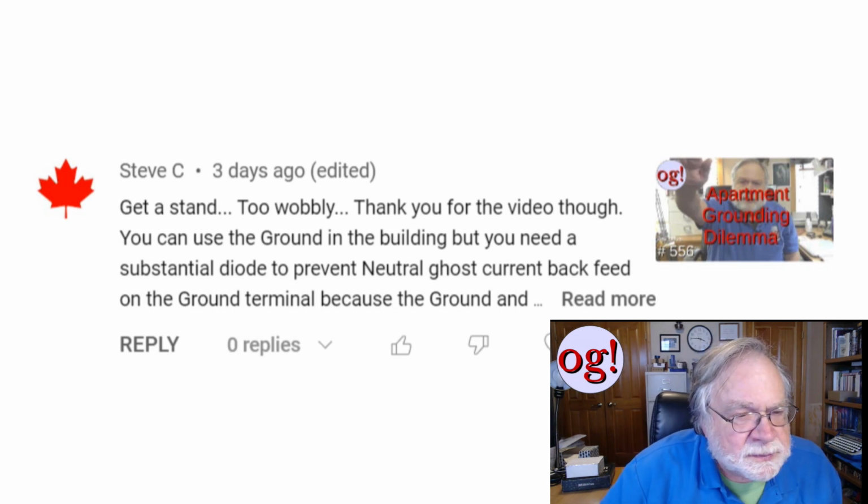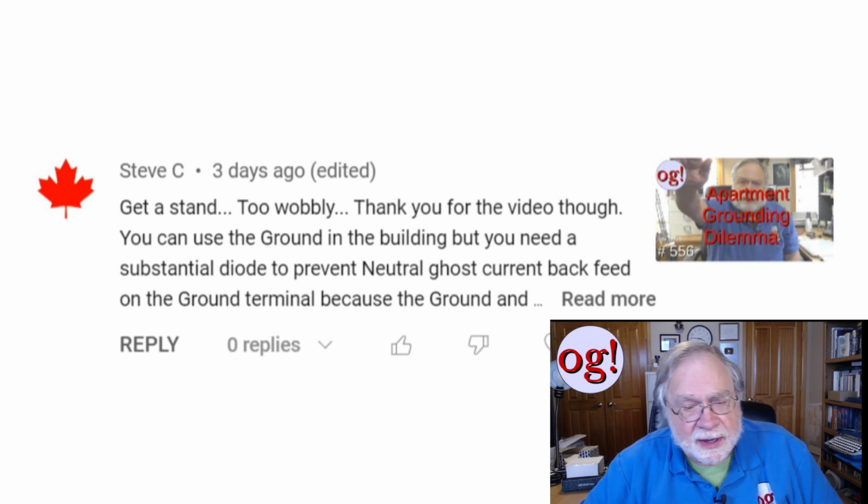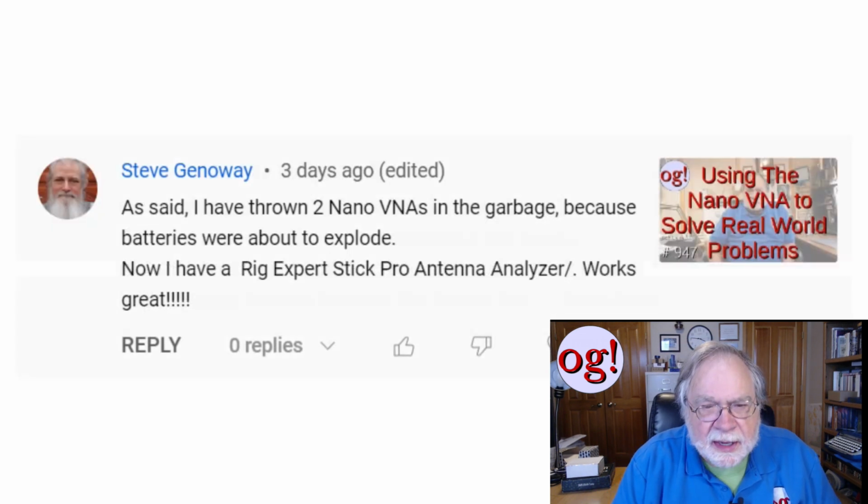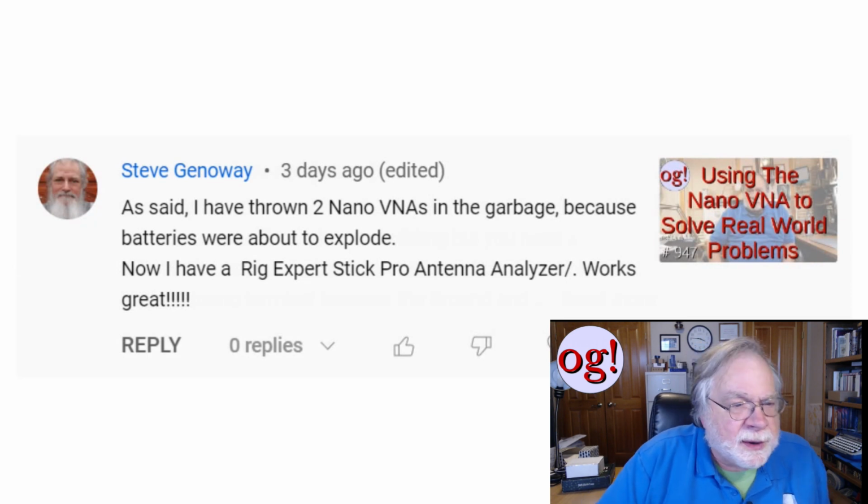Okay, you can use ground in the building, but you need a substantial diode to prevent neutral ghost current backfeed on the ground terminal. I actually have never heard of that, and I'm sorry I didn't click on the read more there. And I think, oh, we've got one more here.